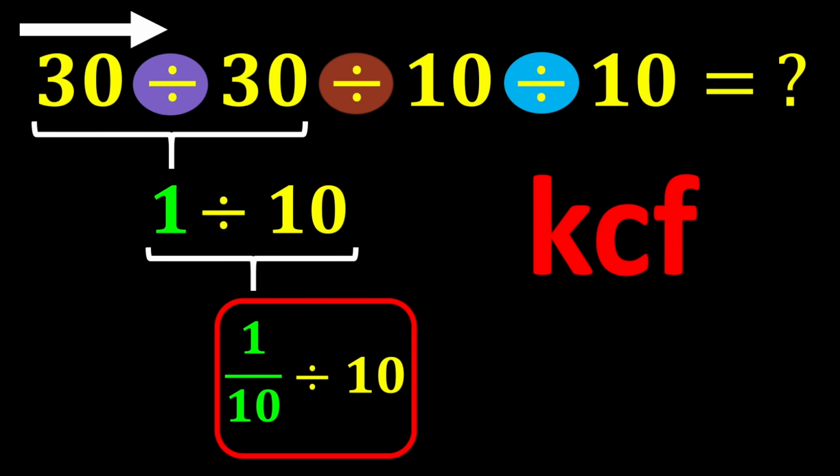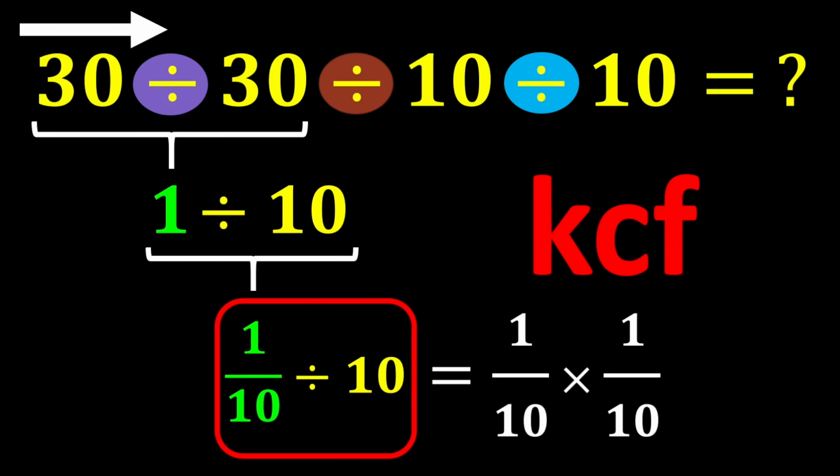According to the KCF rule, we keep 1 over 10 as it is, division changes to multiplication, and we flip 10. 1 over 10 multiplied by 1 over 10 gives us 1 over 100, which is our final answer.